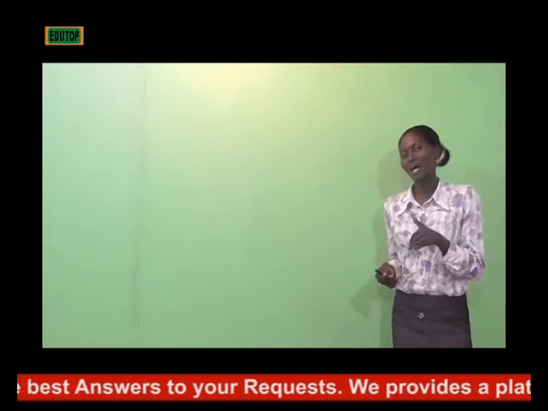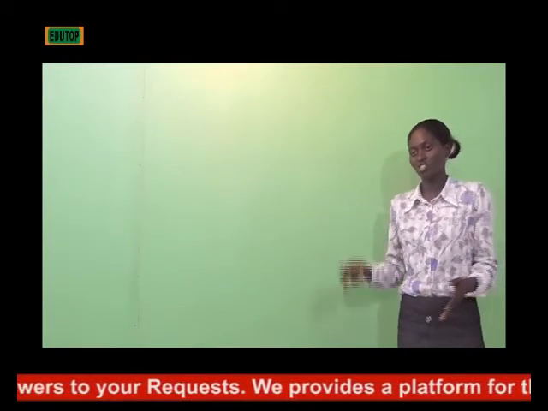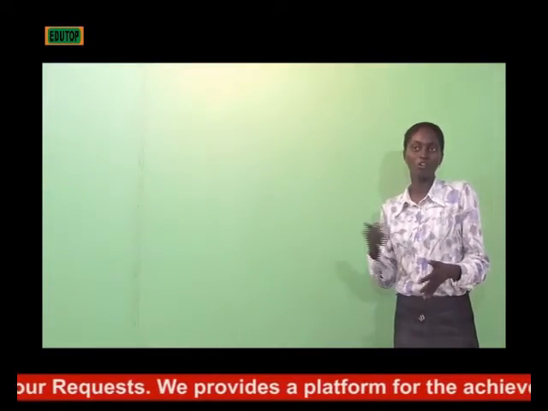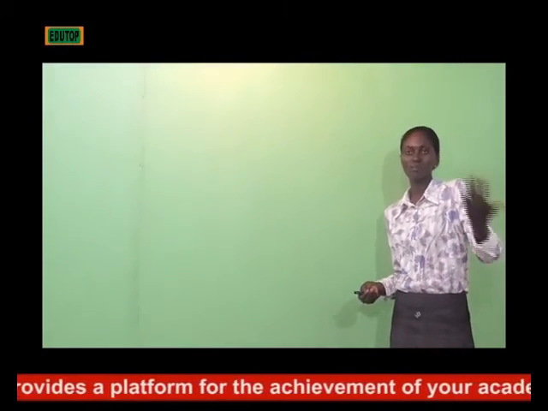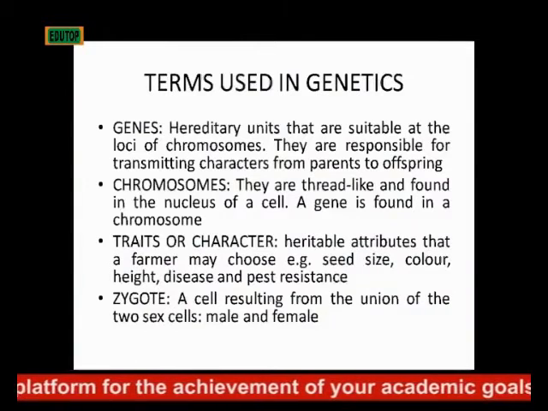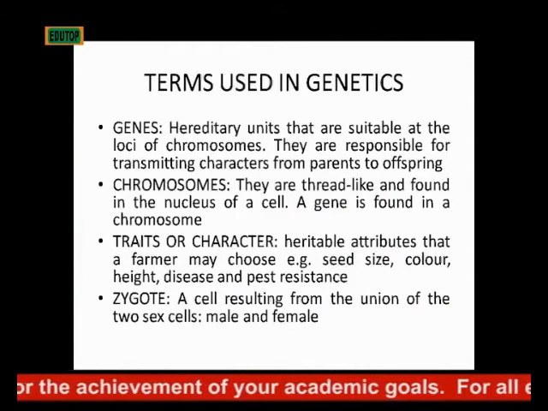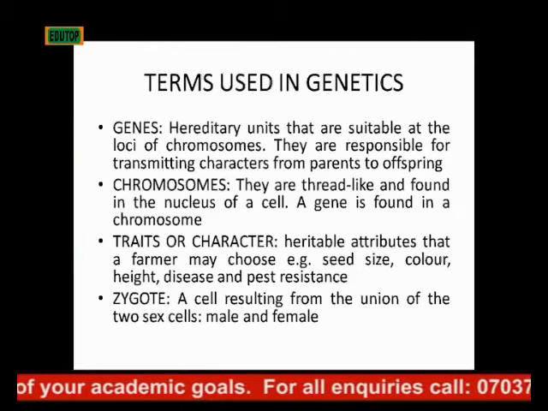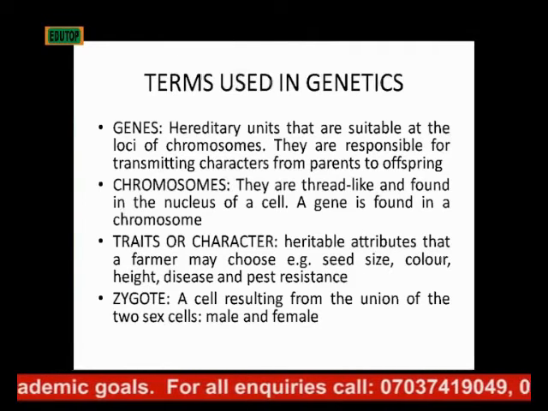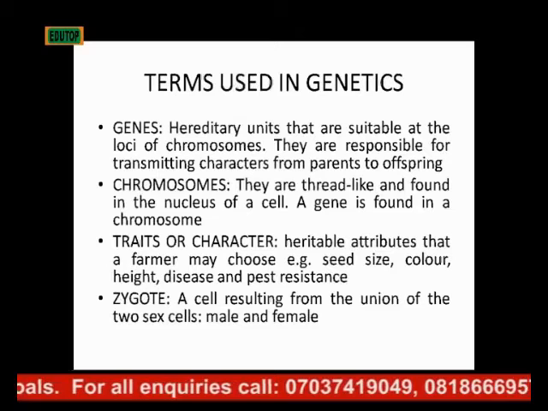So when there is a character that is found in a parent and also in the offspring of the plant, then it is the gene that is responsible for that transfer. Then the next is the chromosome. Chromosomes are thread-like structures that are found in the nuclei of a cell. You find a gene on a chromosome and a chromosome in a cell.